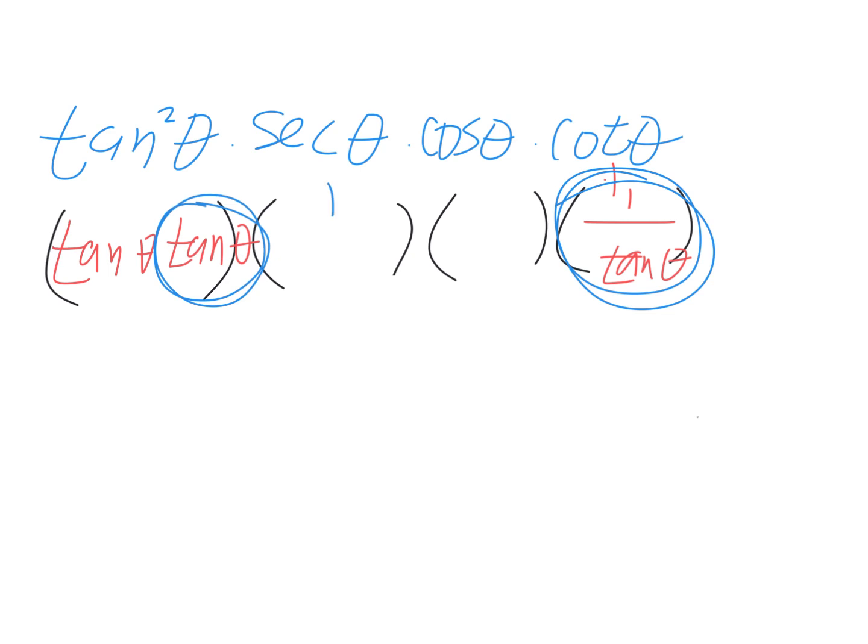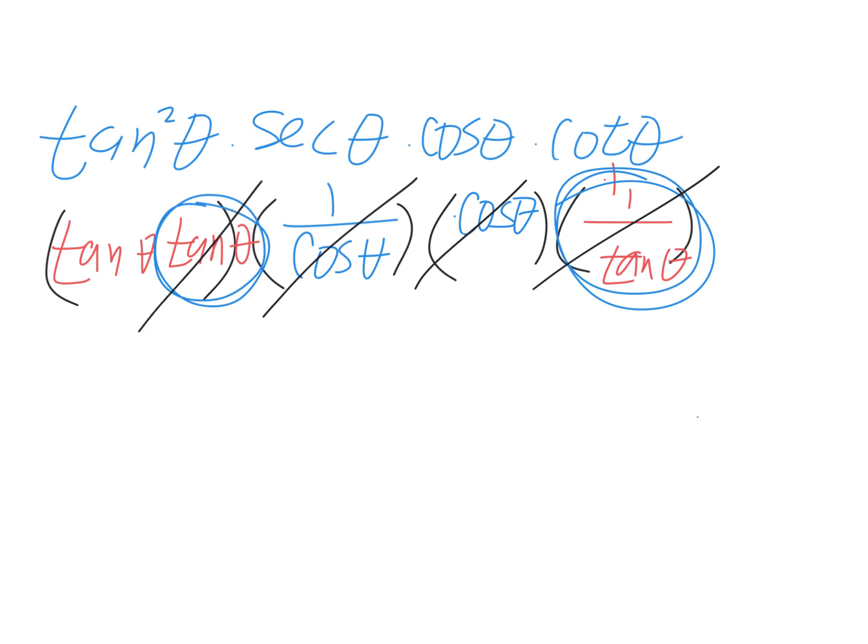Secant, I said change everything into sines and cosines. That's 1 over cosine. And it gets multiplied by cosine. You don't have to change all of them. So I'm going to change that one so that this and this will cancel. Cosine times 1 over cosine cancels. 1 over tangent times tangent cancels, and it's just tangent. Raise your hand if you had that one right.